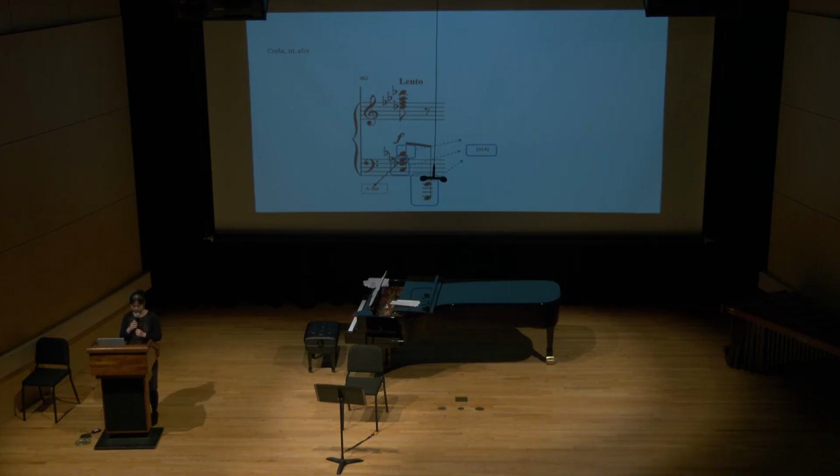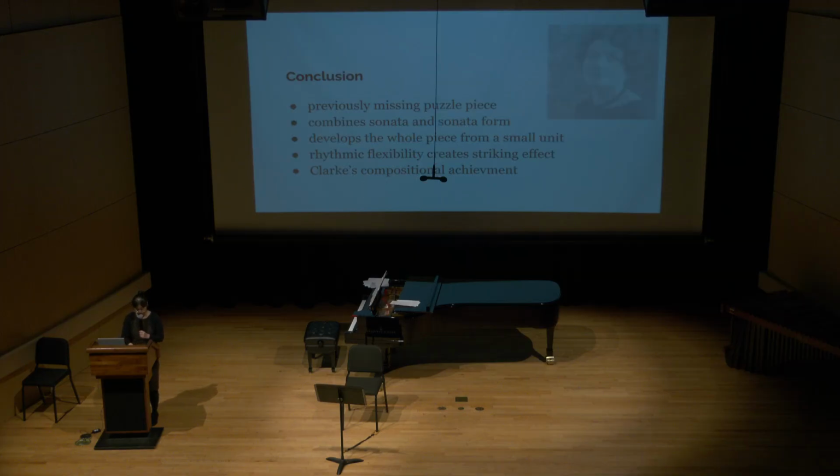So after scrutinizing Clarke's Rhapsody from the theory aspects, more information is disclosed through the process, and it further exemplifies and complements the points I summarized in the beginning. So in conclusion, this analysis of Rhapsody offers a critical and previously missing puzzle piece in understanding Clarke's unique style. It employs a fascinating structure that combines sonata and sonata form.